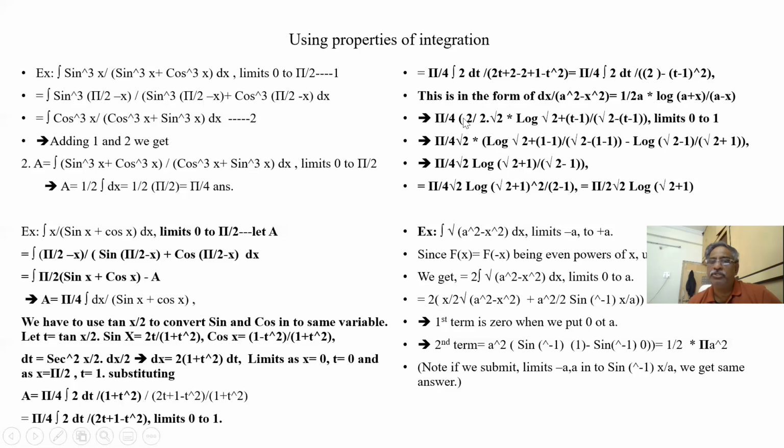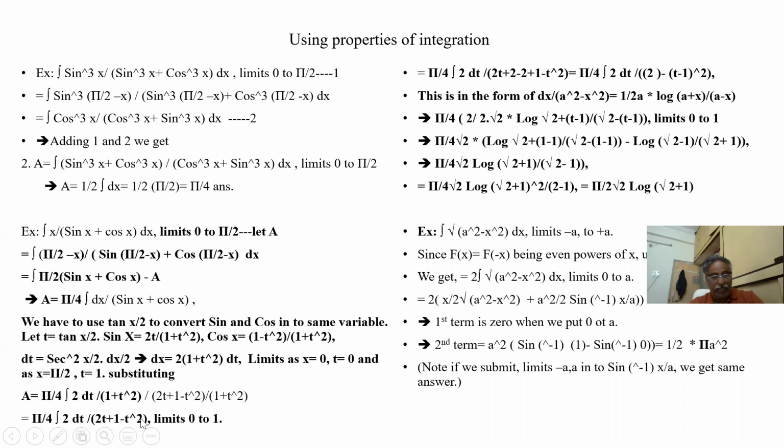So when we use this, 2 dt, 2 is there, 2 is there. So 2a is 2 root 2, log of (a plus x) by (a minus x), where a is root 2. So when we have simplified dx by sin x plus cos x in terms of t, what I finally get is pi by 4 integral 2 dt by (2t plus 1 minus t square). This is the form we got. So 2 comes out and this becomes pi by 2, integral dt by (2t plus 1 minus t square).